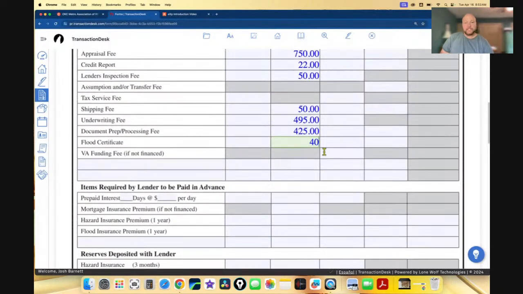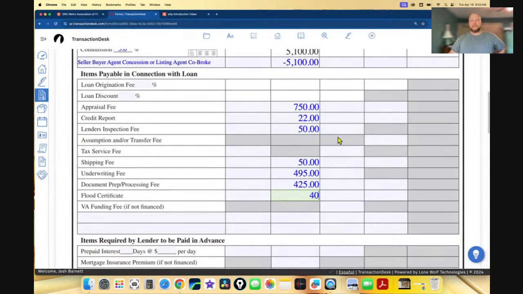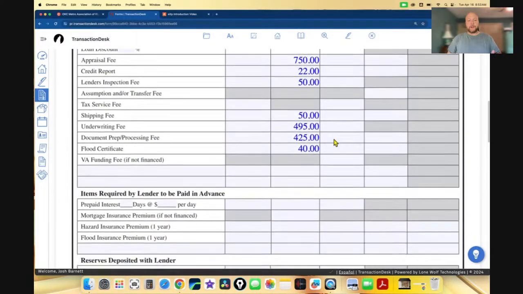All these fees will vary lender by lender, but I put $750 for the appraisal fee, $22 for the credit report, $50 for the lender inspection, $50 for the tax service, $495 for the underwriting fee, $425 for the doc prep fee, and $40 for the flood cert. Any questions on that? That's what I put, guys. This is a simple follow-along, line by line, USDA estimated cost to buyer form.